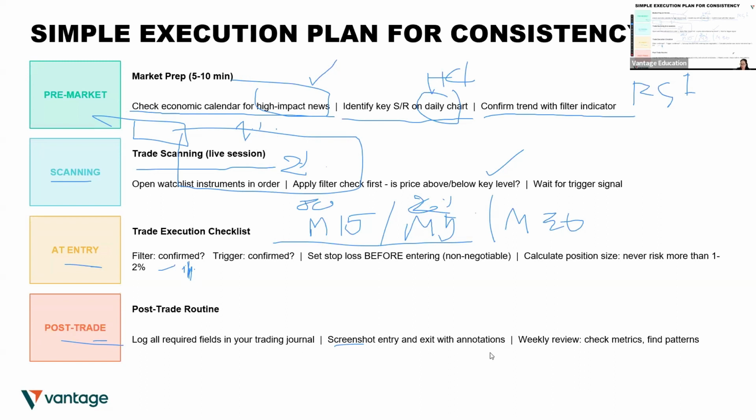Screenshot entry and exit with annotation. Weekly review: check metrics and find a pattern. Okay, for the trading journal, I used to do it, but not anymore. Okay, I do my weekly review and then I take screen captures. Okay, because I want to know the pattern.